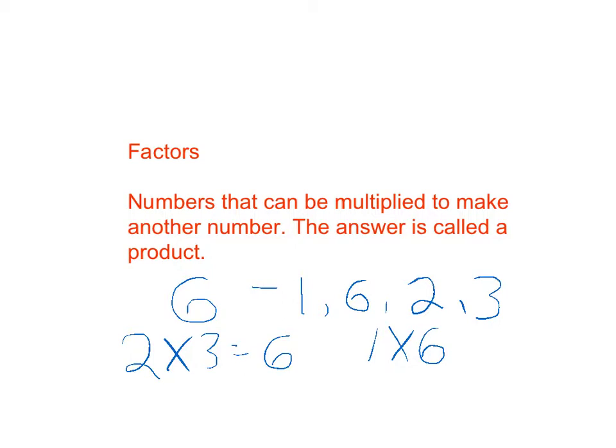1 and that number are always going to be factors of each other because any number times 1 will give you that exact same number. And that's really important to remember as we move on into the discussion of prime and composite numbers. But to start out, this is what a factor is.